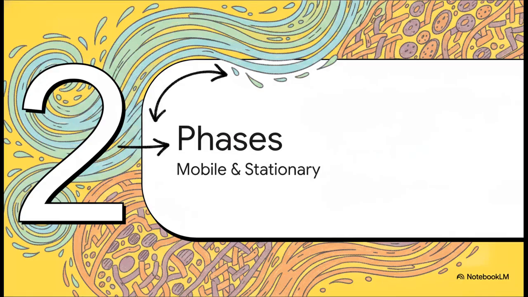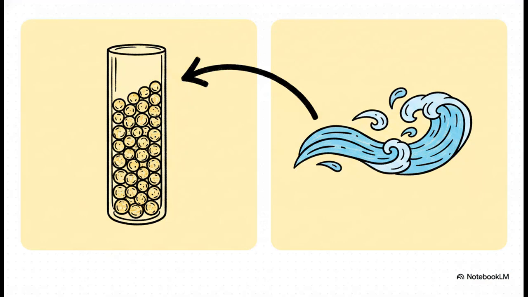All right, moving right along to section 2, mobile and stationary phases. Every single chromatographic separation relies on a fundamental duality. On one side, we have the stationary phase. And just like the name implies, this phase is immobilized, usually packed right inside a column. On the exact opposite side, we have the mobile phase. This is your transport mechanism, usually a liquid or a gas that is actively flowing through the system.